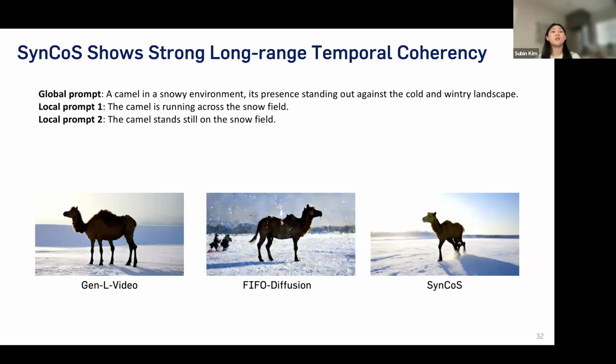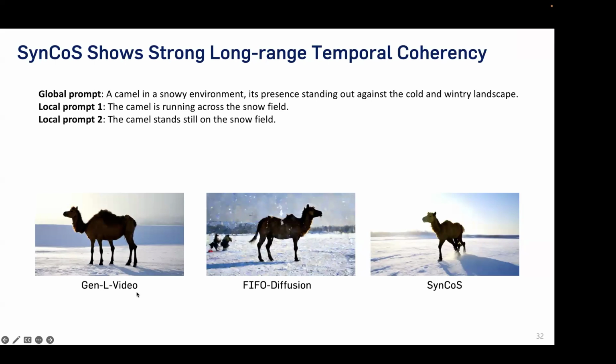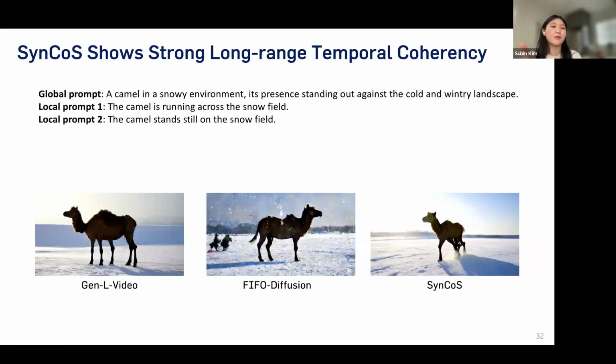The major reason is Gen-L-Video and FIFO-Diffusion do not care about long-range temporal coherence. They just focus on local smoothing. Yeah, frames interacting with each other, connecting to each other. They just focus on the connection between all the adjacent chunks, not the long-distance chunks. That's why ours shows the smooth transition, but also ensures long-range temporal coherence compared to the other two previous works.